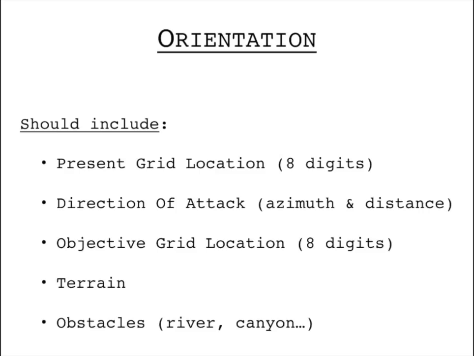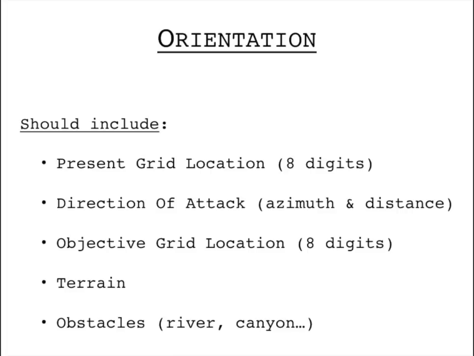So orientation. In orientation, you are orientating your subordinates. You're telling them where you are and where you're going. All right, so your present grid location is the first thing you say, so that is the 8-digit grid coordinate. Then you give the direction of attack. So for example, we will head northeast at 60 degrees for 100 meters. So this is the azimuth and distance. Then you give the objective grid location, which is an 8-digit grid coordinate.